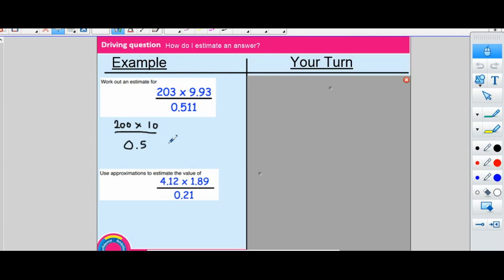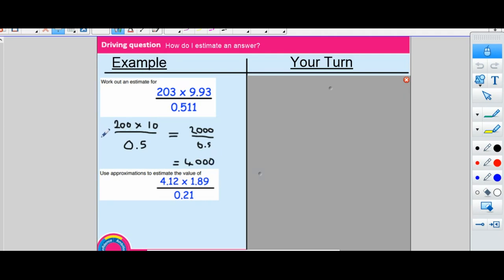So that's the same as 200 multiplied by 10 divided by 0.5. So that's 2,000 over 0.5. Remember that dividing by 0.5 is the same as multiplying by 2. So I estimate that answer to be 4,000.